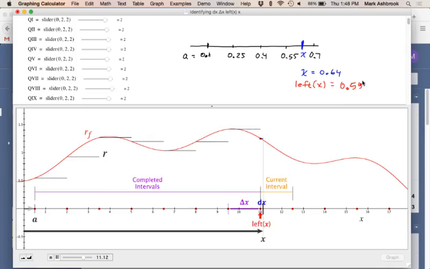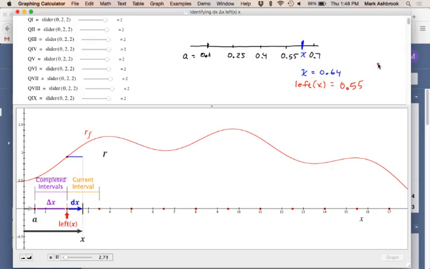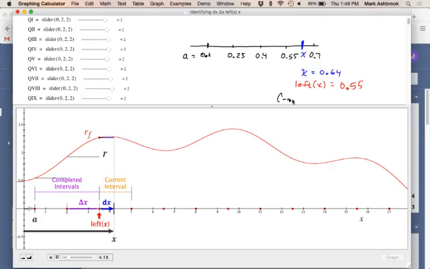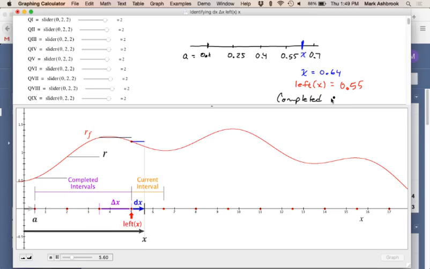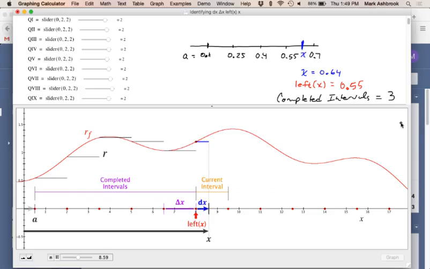How many completed intervals are there starting from A to x? How many completed intervals? You should be thinking what? Three. You could just count them in this case, right?